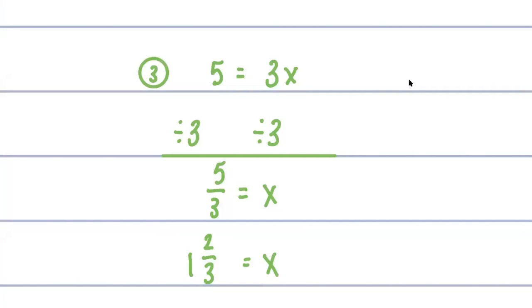Now it is acceptable to leave this in improper form when we're doing it in this scenario. However, if you did want to change it to the mixed fraction, it would be 1 2/3. Okay, any questions on that one?